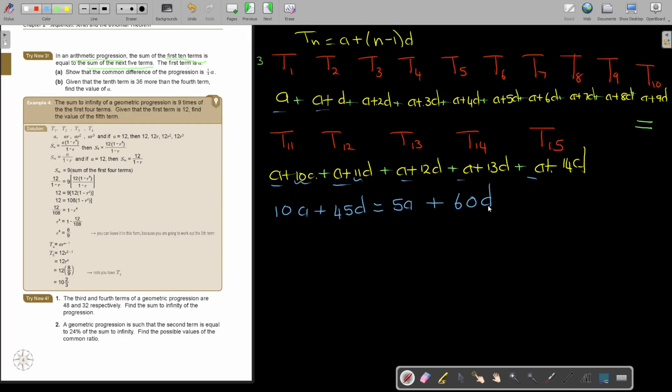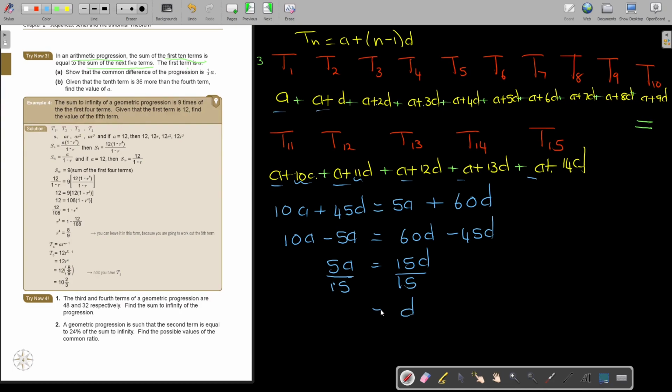Okay. And if I simplify, this is 10A minus 5A, and that is going to be 60D minus 45D. And that's going to be 5A equals 15D. And remember, they want me to show the difference. So I'm dividing by 15, dividing by 15.